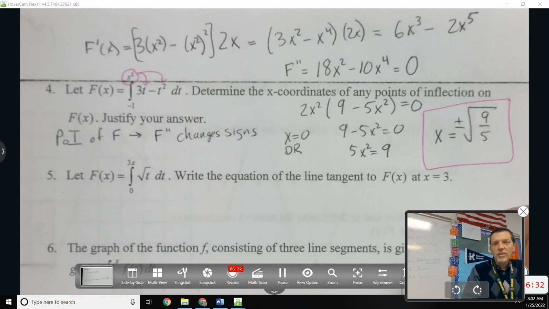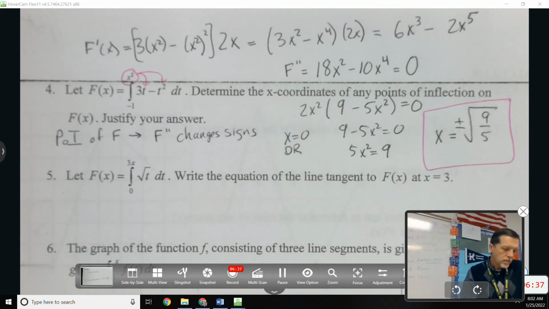That's kind of an ugly problem because of the algebra in there. Good question though.